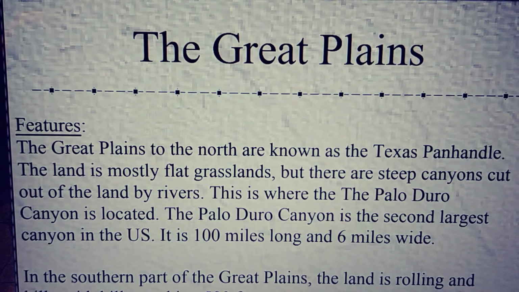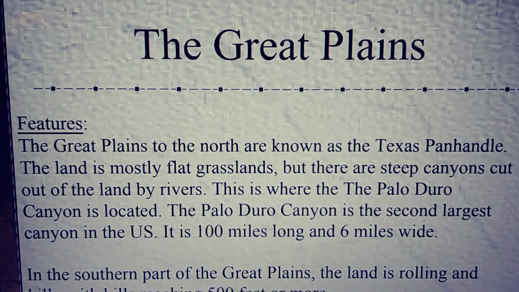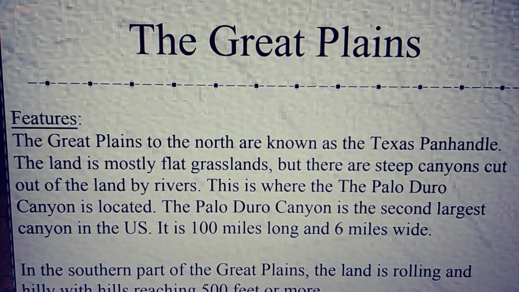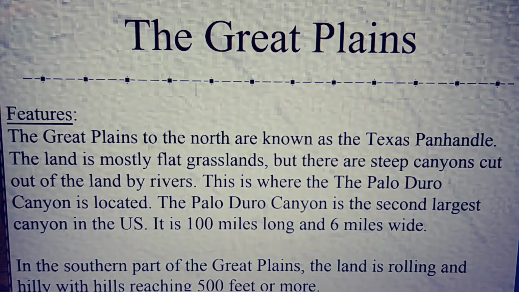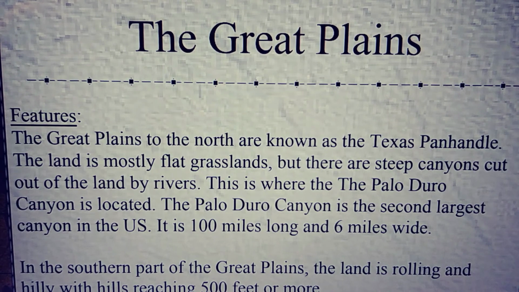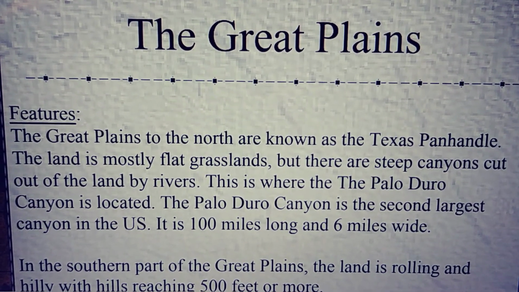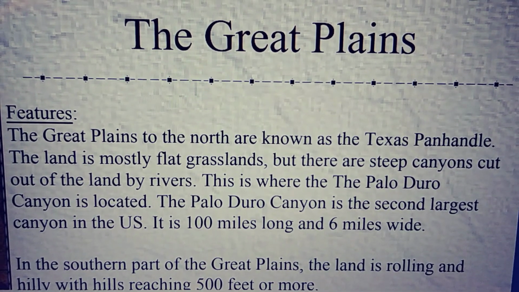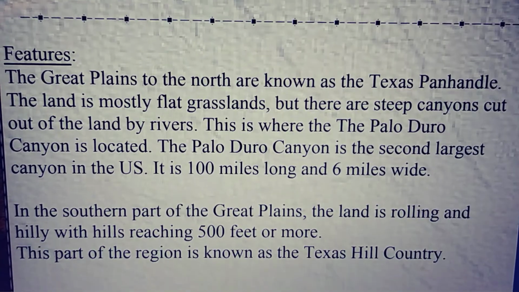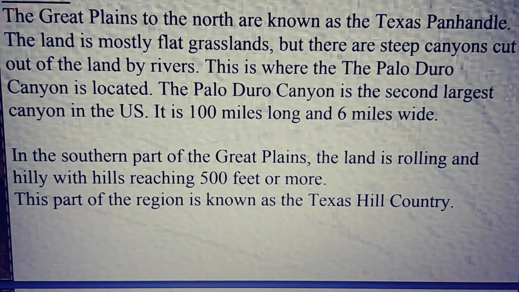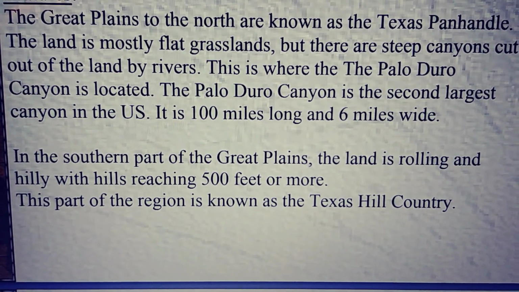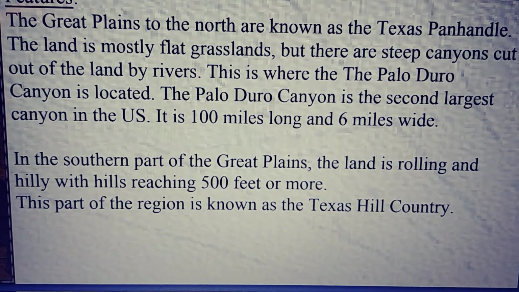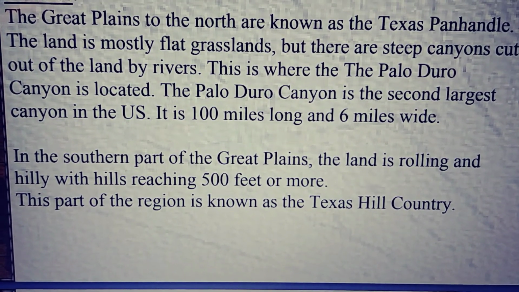The Great Plains to the north are known as the Texas Panhandle. The land is mostly flat grasslands, but there are steep canyons cut out of the land by rivers. This is where the Palo Duro Canyon is located. The Palo Duro Canyon is the second largest canyon in the United States. It is 100 miles long and 6 miles wide. Wow. In the southern part of the Great Plains, the land is rolling and hilly, with hills reaching 500 feet or more. This part of the region is known as the Texas Hill Country.